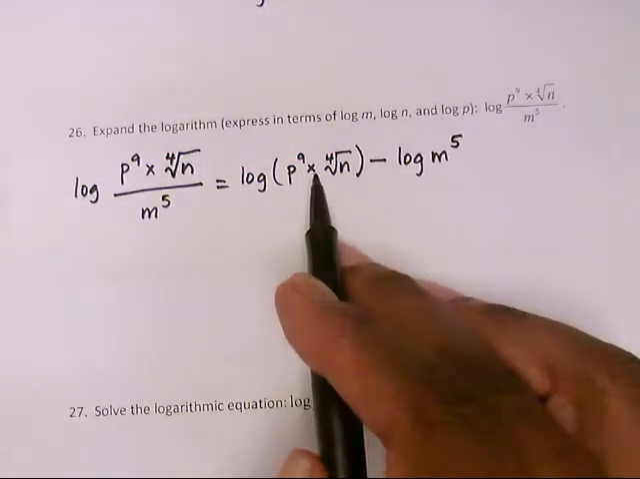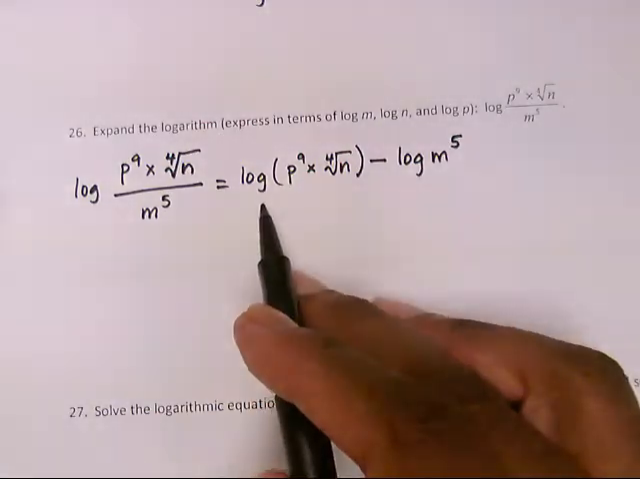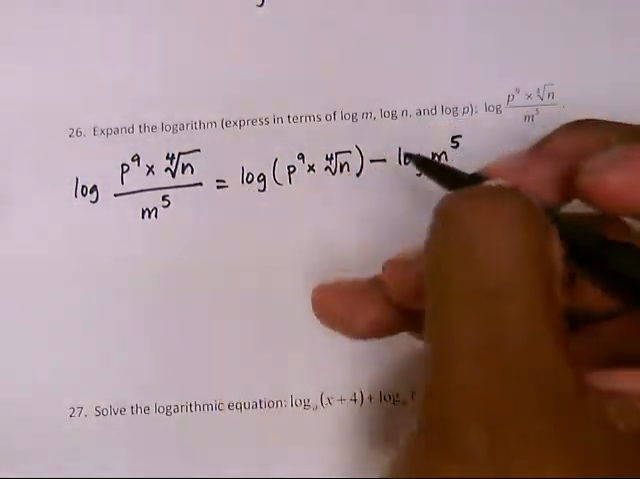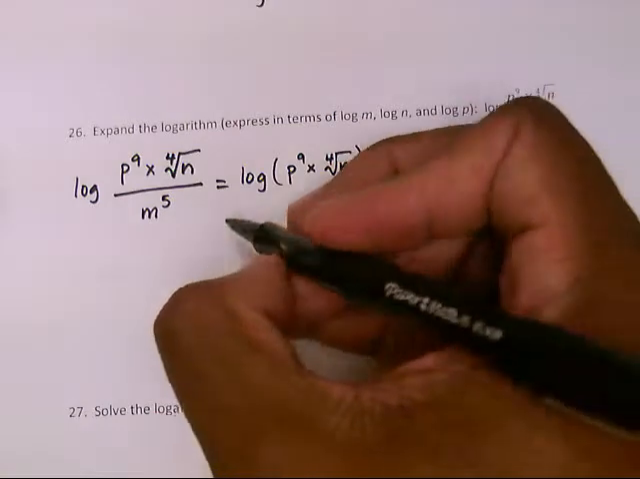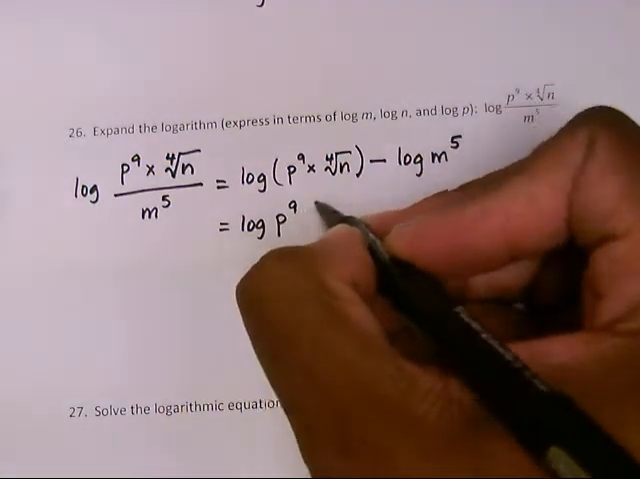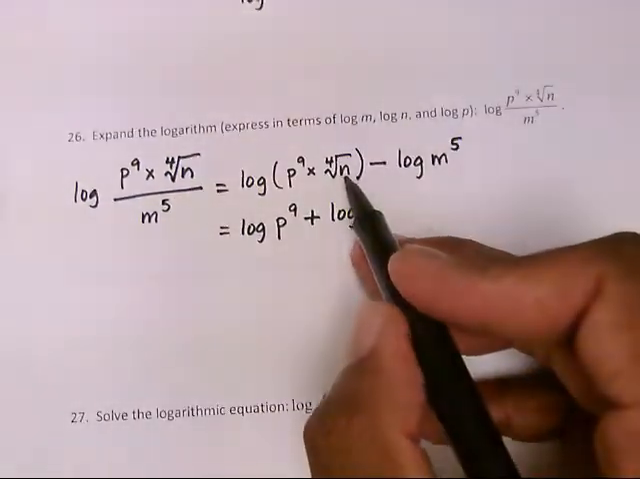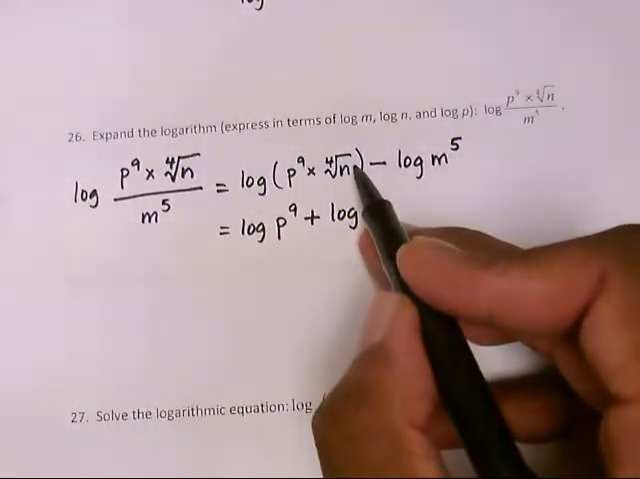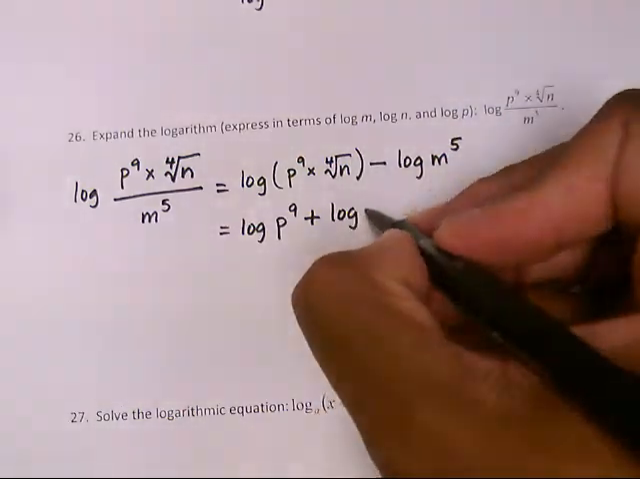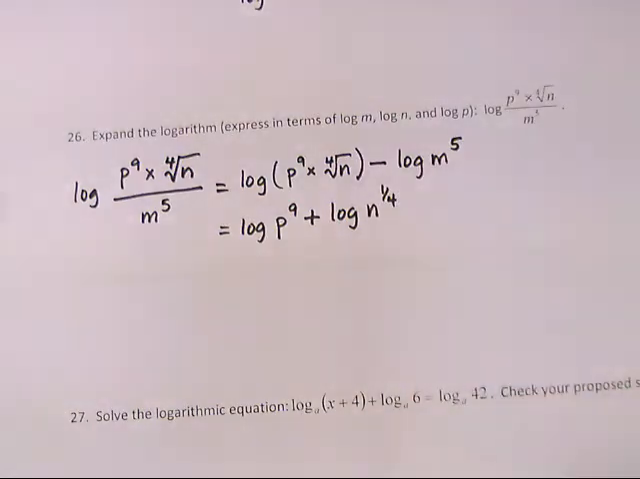So here I got the log of the product here. I need to expand that by applying the product rule, by writing it as the sum of the individual logarithms. So log of p to the 9th times the 4th root of n would be the log of p to the 9th plus the log of, now the 4th root of n, I'm going to write that in its equivalent exponential form as n to the 1/4 power.